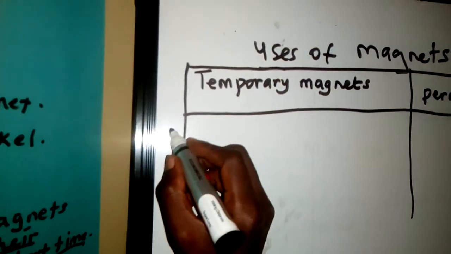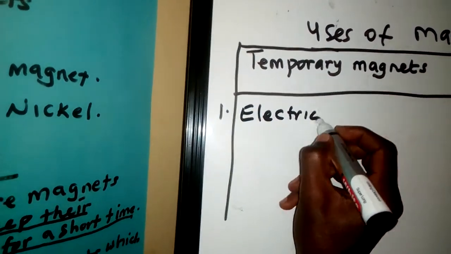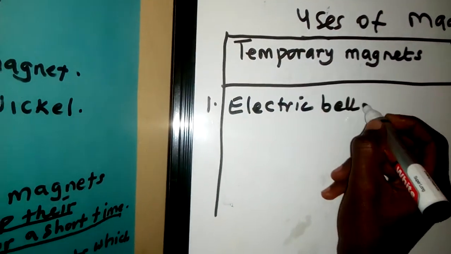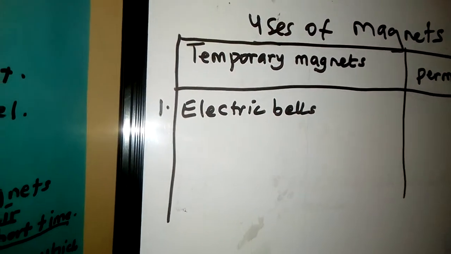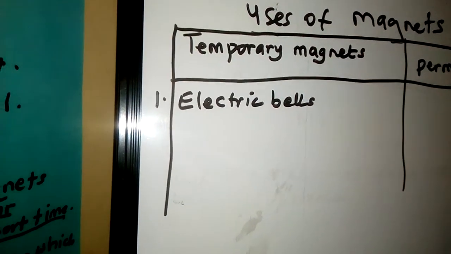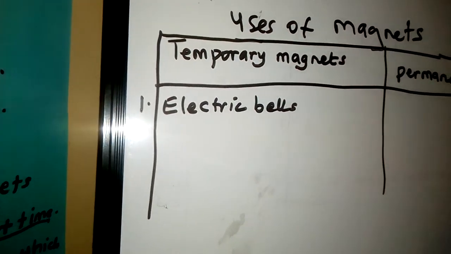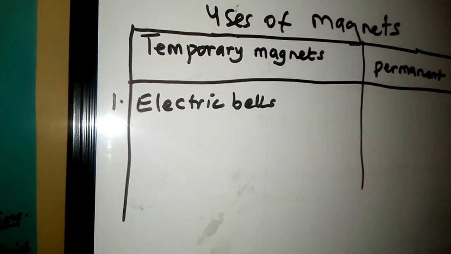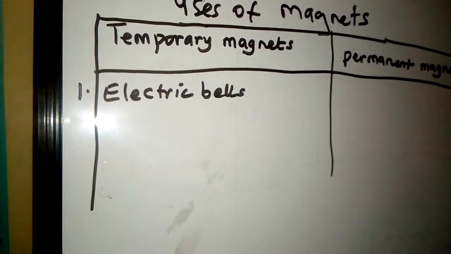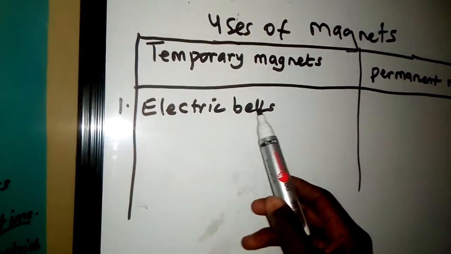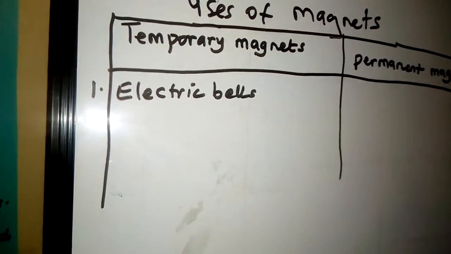We have number one, what we call electric bells. Temporary magnets are used in electric bells. Some of you watching, I know you know what an electric bell is and how it looks. But in case you have not seen, time is going to come when we shall talk about it in detail. But for now, electric bells are used in some schools.